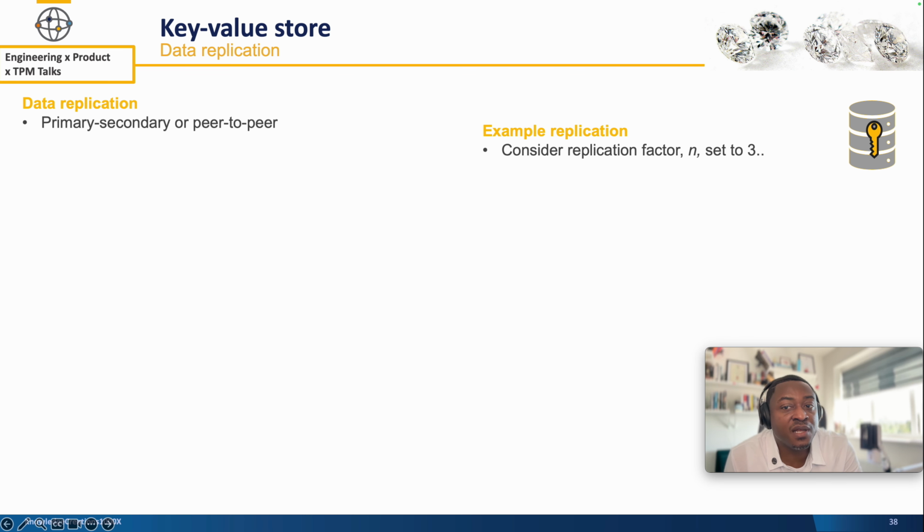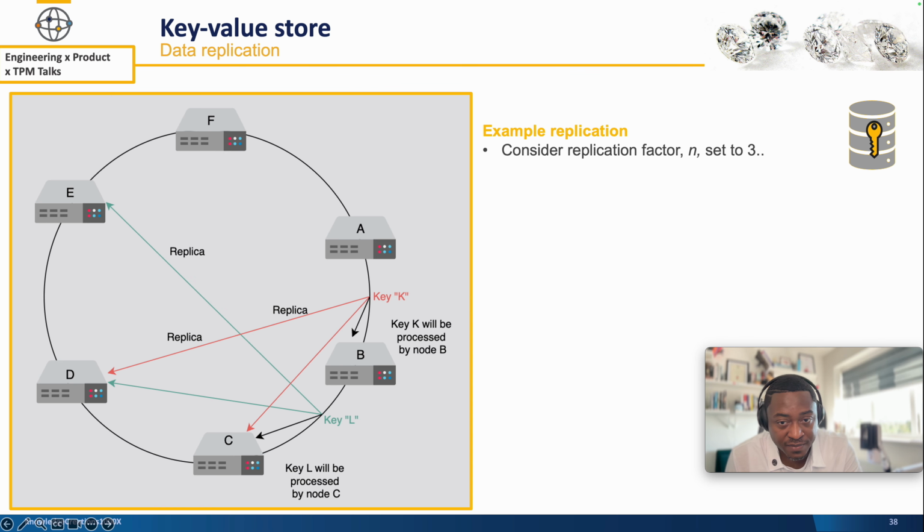So let's consider an example of replication. Okay, let's say we want to replicate data on multiple hosts to achieve durability and availability. Say the replication factor n is set to 3. If we choose n to be 5, it means we want our data to be replicated to 5 nodes. If we choose it to be 3, we want it to be replicated to 3 nodes. Each node will replicate its data to other nodes.